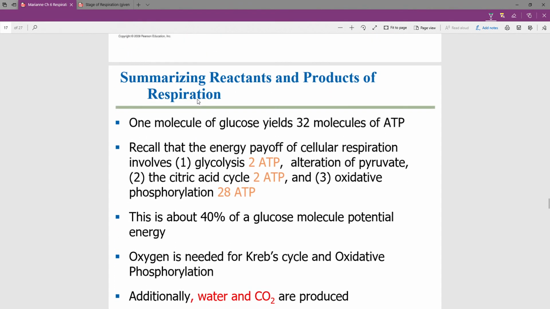This is a summary. I think I just talked through most of it. The key thing here is that about 40% of the glucose potential energy is coming out. The rest is given off as heat, as we know. You'll notice that this page does not have any of the intermediates. It only has the reactants and the products of respiration. As important as those electron carriers are, they aren't on this page because they're intermediate to the process. They're necessary for making sense of the story, but they're not part of the chemical reaction of cellular respiration.